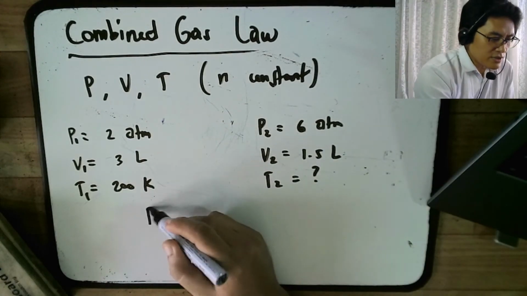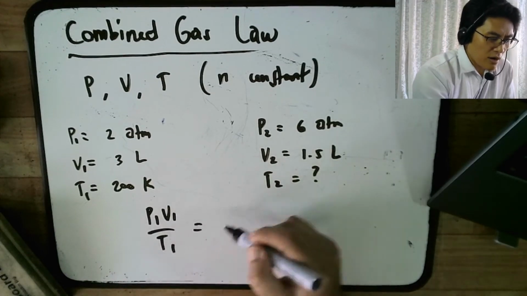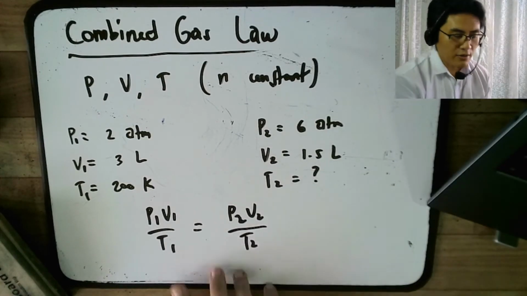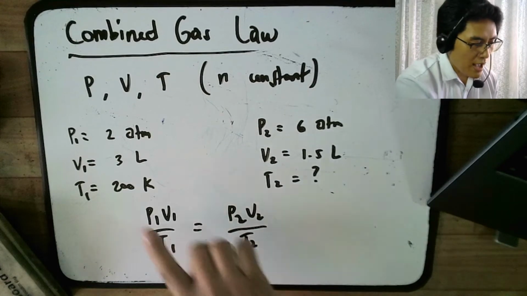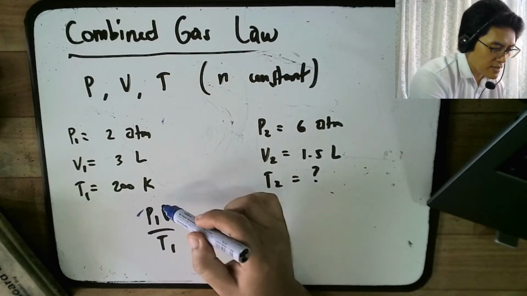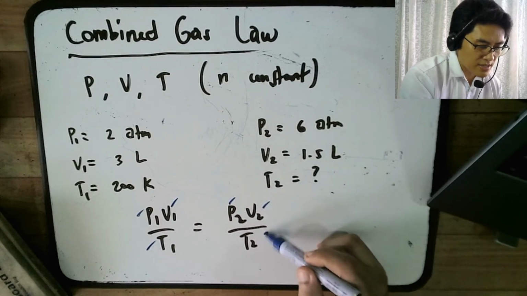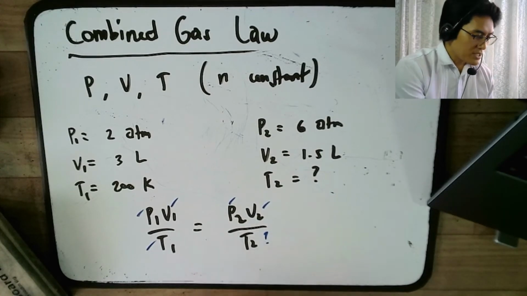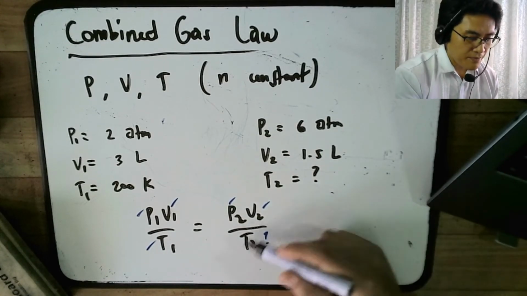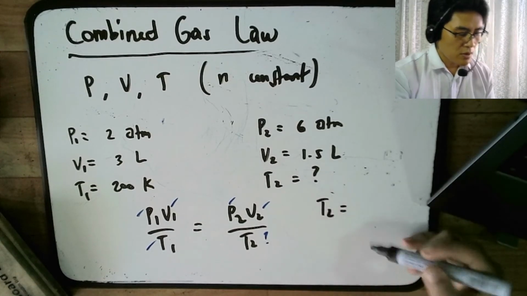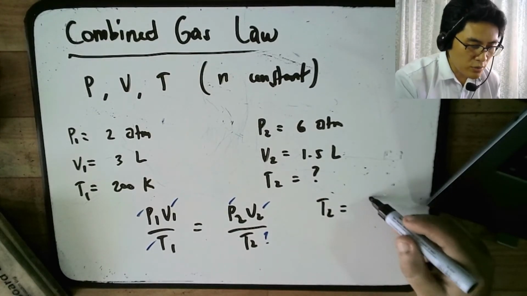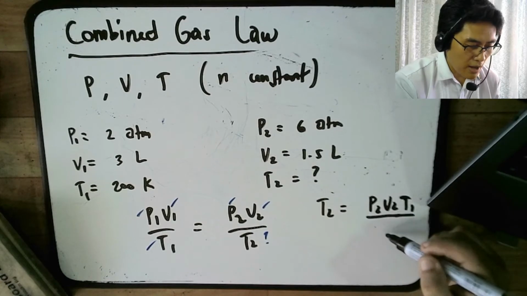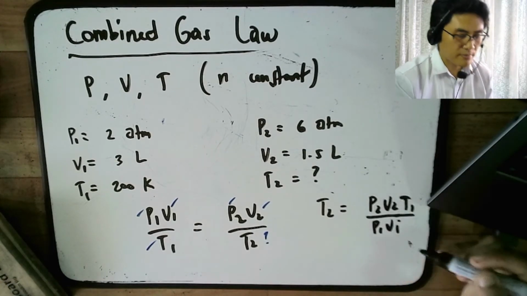So again, very easy. I know some of you are very good at this already. You just simply look at the formula for the combined gas law and say, hey, this is a given, that's a given, that's a given, that's a given, and this is what is asked, which is temperature 2. So it should be pretty straightforward. With some manipulation, T2 would be equivalent to P2 V2 divided by times T1 divided by P1 V1, right?